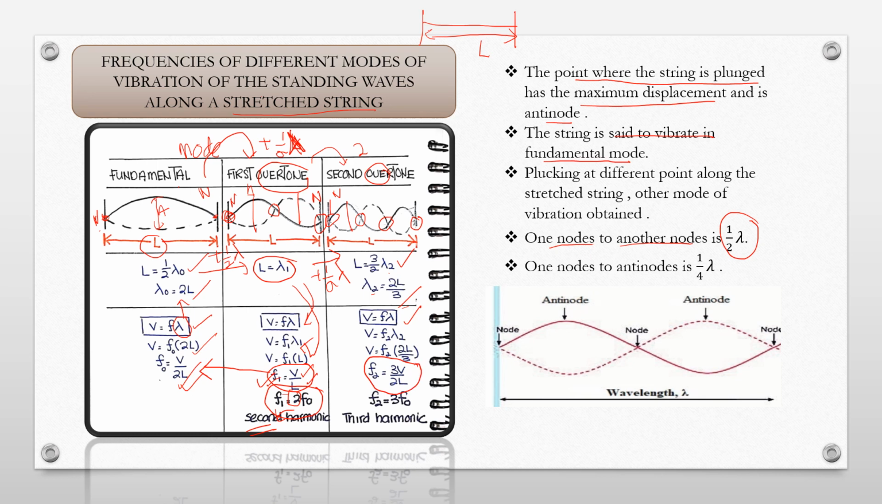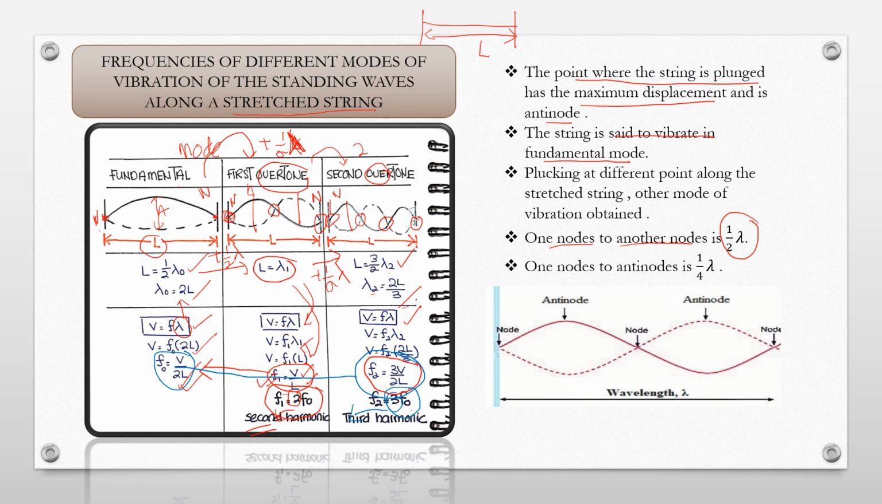Then you compare this with the basic frequency. You get f2 equals 3 f0, that means 3 times the fundamental frequency. Because here it is 3, it is called the third harmonic.